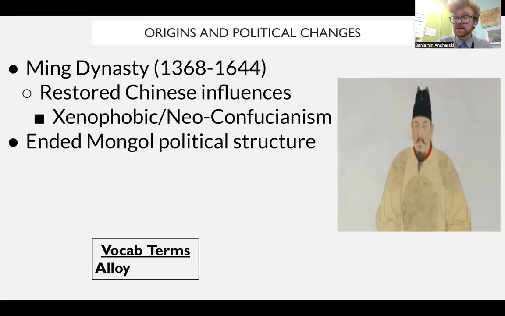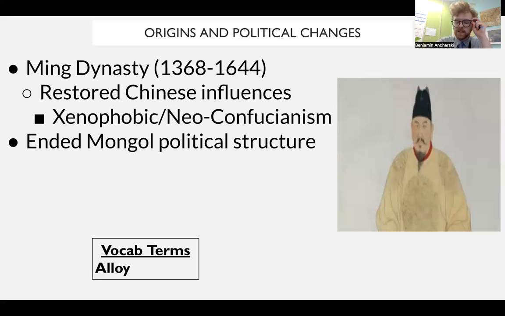So the Ming Dynasty, in accordance with these very isolationist, anti-foreign influence ideas, is going to bring back a lot of Chinese political influences that existed prior to the Mongols. Remember, the Mongols changed a lot of things. They brought in foreigners to work in government. They brought in Islamic scholars to help administer government. They brought in Central Asian nomads to help out with the army. But under the Ming Dynasty, we are going to see a lot of these influences end.